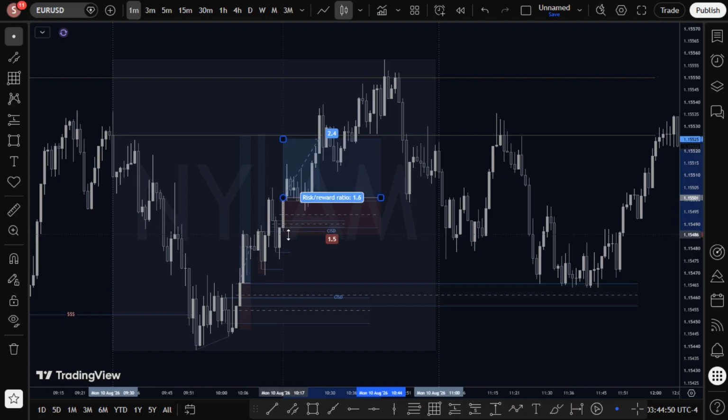Enter with the breaker candle. There's no stop loss below. There's no fair value gap below this, so I may take this. Target 1 to 2, 1 to 3.